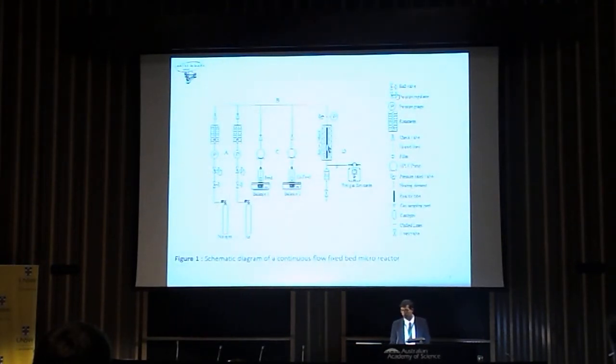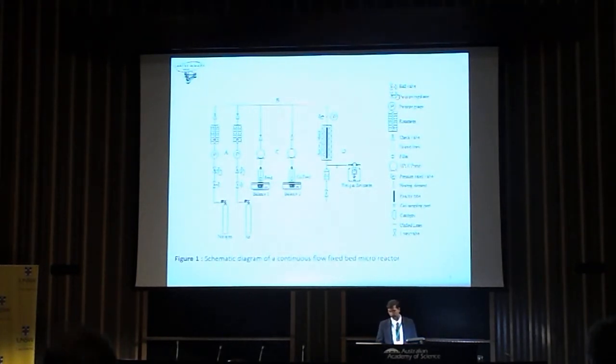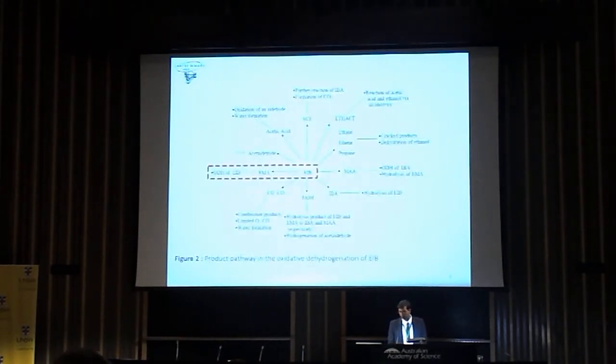The iron phosphate catalyst is placed in the heating block, in a temperature range of 300 to 500 degrees centigrade. All the products are quantified using GC and GCMS analysis.